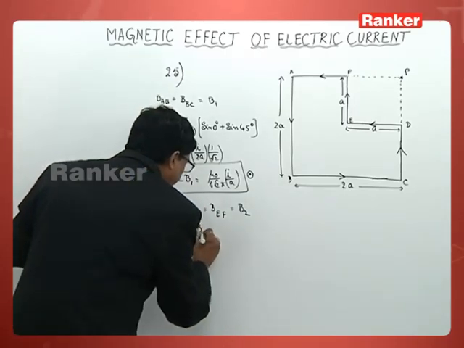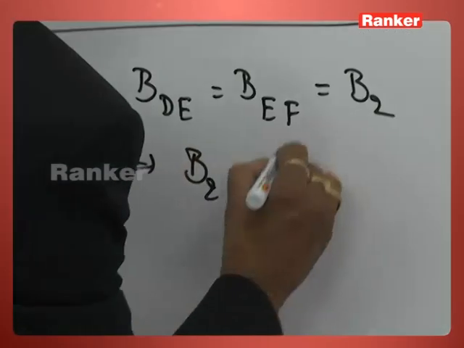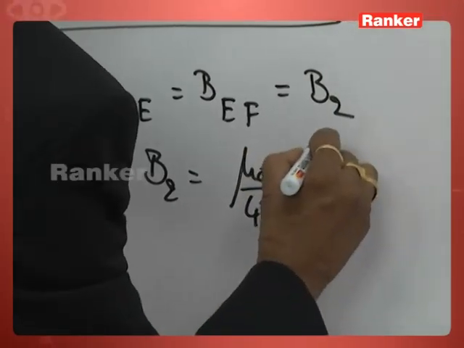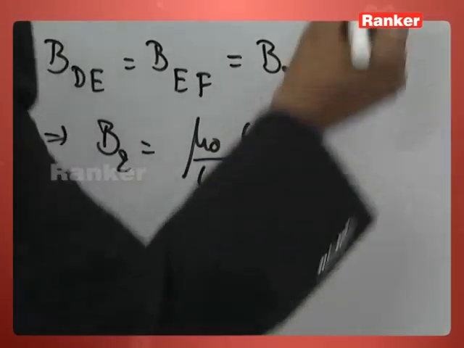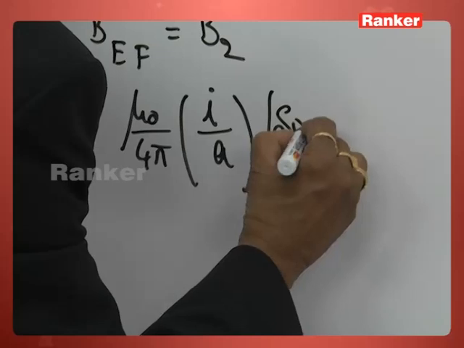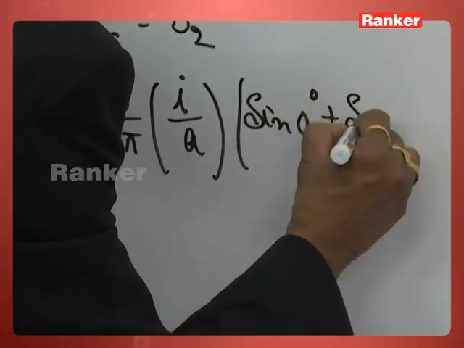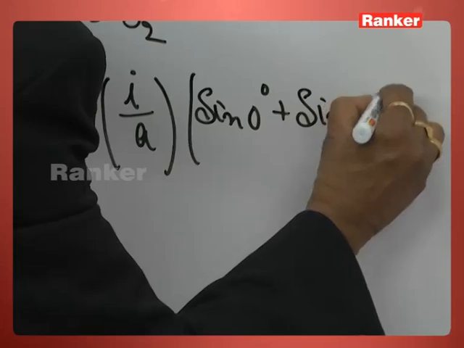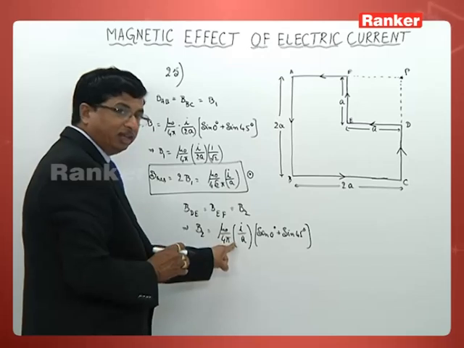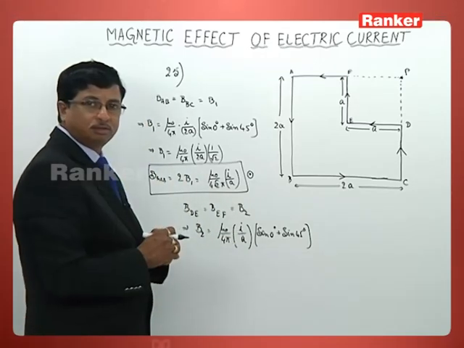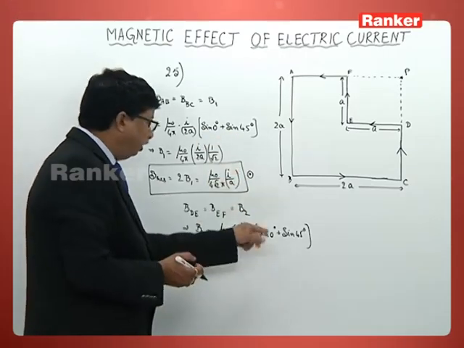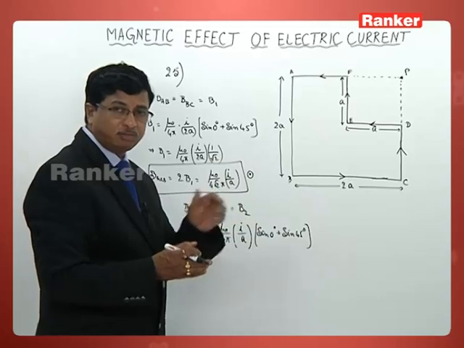This implies B2 is equal to mu naught by 4 pi into I by the distance, which becomes A only, not 2A, into once again sine of 0 plus sine of 45. Same formula almost, excepting this 2A and here A, no other difference. And another difference is the direction of the magnetic field: here outside, here into the board. That's the only major difference you are observing.